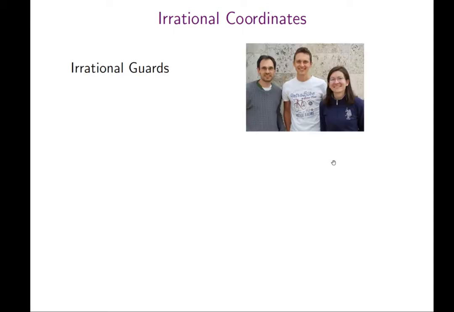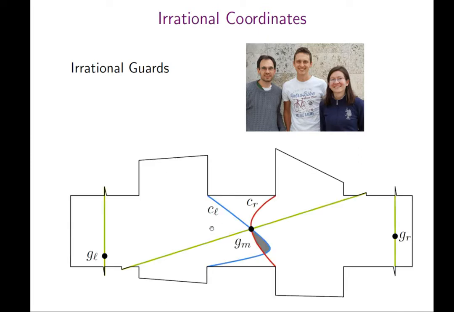So first, let me talk about irrational coordinates. This result heavily relies on a result that I have with Mikhail Abrahamsen and Anna Adamaszek. We showed that for guarding a polygonal region, namely this polygonal region, you need 3 guards with irrational coordinates. And we used this example to show that drawing a graph in a polygonal region also needs irrational coordinates. So let's go back to these irrational guards. What we did is we forced 3 guards, GL, GM, and GR, to lie on these 3 lines using those pockets here.